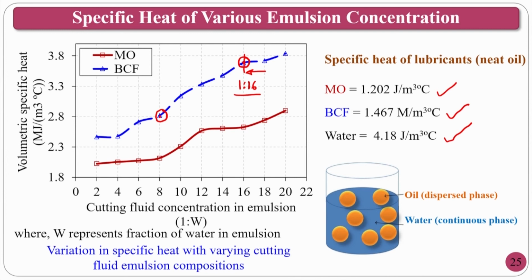If you go beyond this, what will happen? You are not gaining much, but the lubricating characteristics will be lost because your water content is going to increase. So the optimum conclusion from these two thermal characterizations is, if you go for 1:16, you will have better thermal conductivity as well as volumetric specific heat. Anyhow, with respect to mineral oil, these values are much higher.